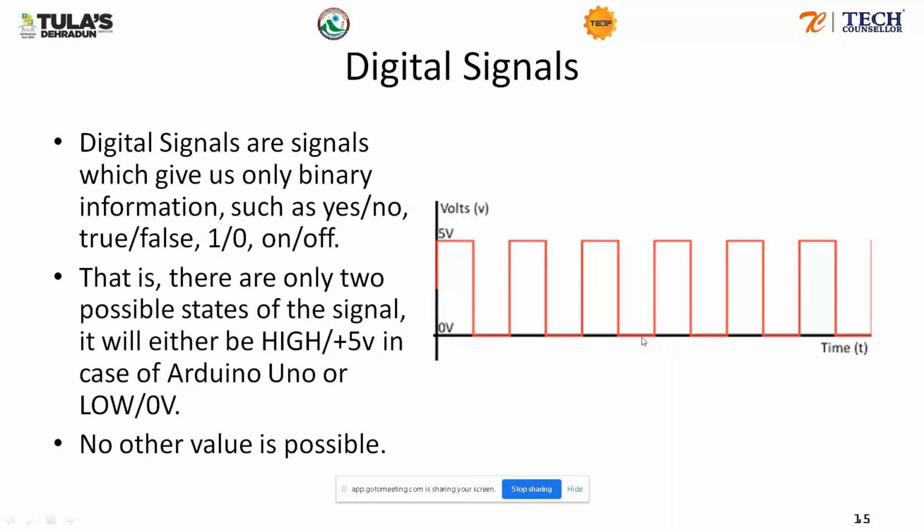It will either be 5 or 0 in case of the Arduino Uno, or maybe if you use some other microcontroller which works on 3.3 volt logic, then it will be 3.3 or 0. But there are only two voltage levels possible. That is, there are only two possible states of signal. It will either be high or low. No other value is possible. That is a digital signal. It only tells us if something is present or absent.